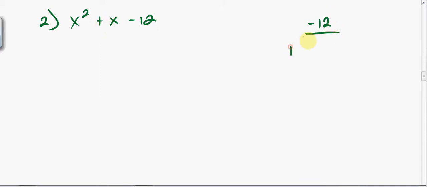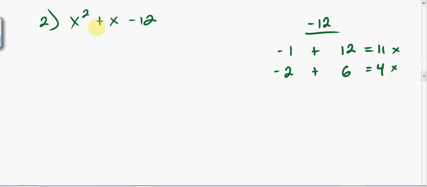So we'll start with 1. 1 goes into 12 12 times. The larger factor is positive. Negative 1 times 12 is negative 12. Negative 1 plus 12 is 11, not 1. So negative 1 and 12 aren't the correct factors for us. What about 2? 2 goes into 12 6 times. Negative 2 times 6 is negative 12. Negative 2 plus 6 gives us 4, which is still not 1, but we are getting closer to the number that we want.